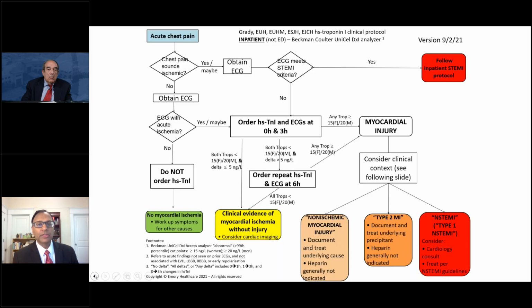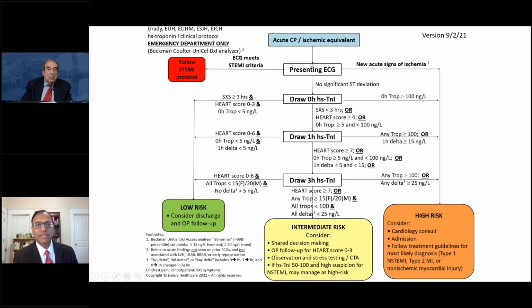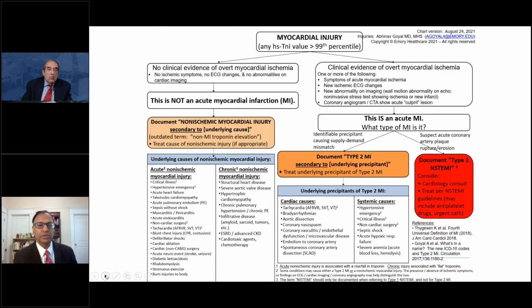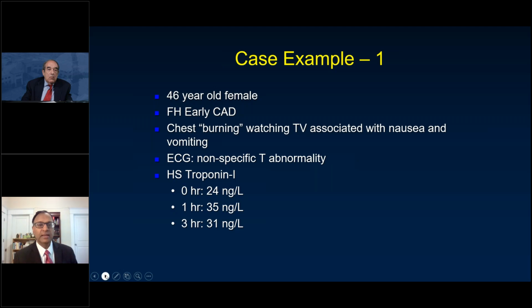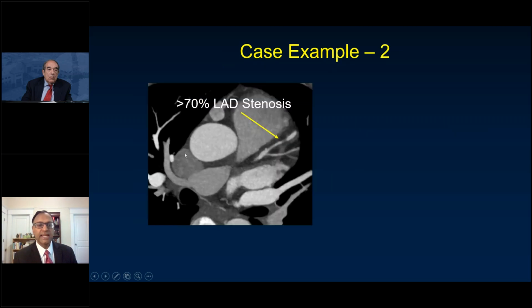If you take her through our algorithm here, 46-year-old woman who has a troponin that is between 5 and 100 and continues to have a range there where the delta is under 15 at each time, that puts her square in the intermediate risk group. She went to the clinical decision unit and she underwent at this hospital coronary CT angiogram, which showed a tight lesion in the LAD in the setting of her symptoms that were concerning.